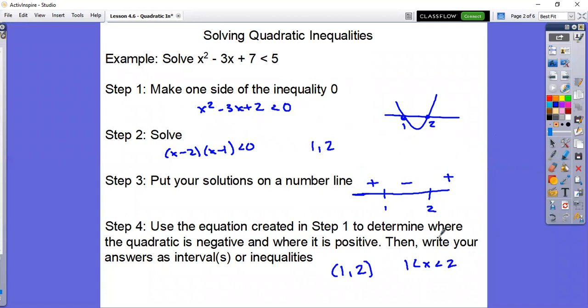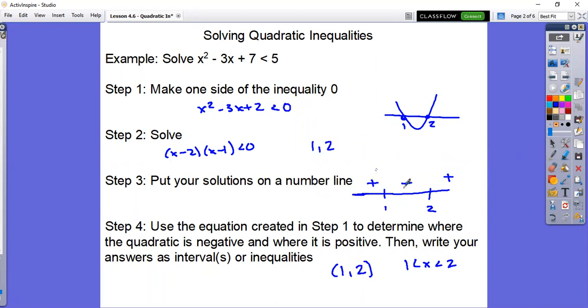We'll do some practice with these, but the basic idea here is to make one side equal to 0, solve it, and use a number line to figure out where it's positive and where it's negative. With parabolas specifically, an easy way to do that is to think about whether it opens up or opens down. And then write your answer as either an interval or an inequality.